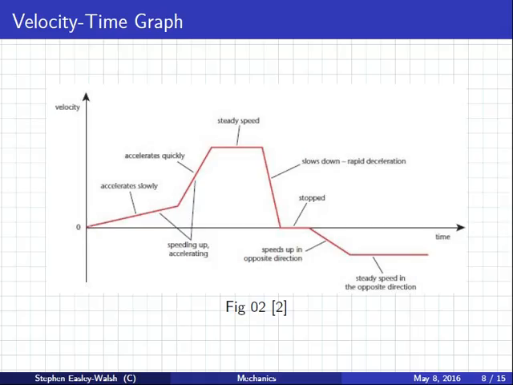Okay? So the vocabulary here is what I care about. Can you read it? Accelerates slowly, accelerates quickly, steady speed, rapid deceleration. Yes, accelerate is usually slow to fast, and decelerate is fast to slow. Yeah, it's the opposite. Stopped. It's all there in it.